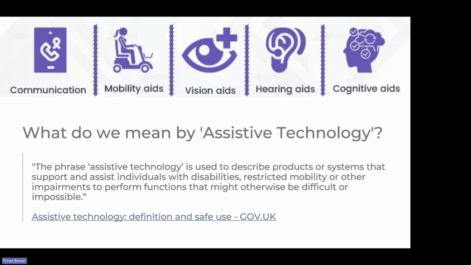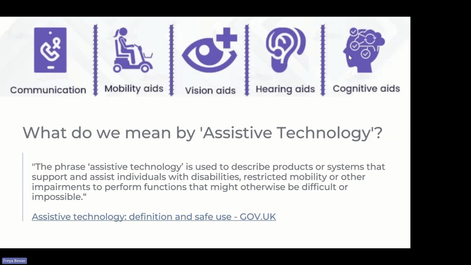So first off, what do we mean by assistive technology? According to GovUK, the phrase assistive technology is used to describe products or systems which support and assist individuals with disabilities, restricted mobility, or other impairments to perform functions that might otherwise be difficult or impossible. So that is the definition on paper, but it is so much more than just a definition, as we know.